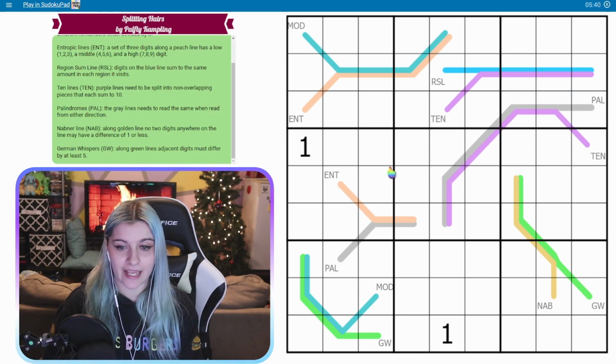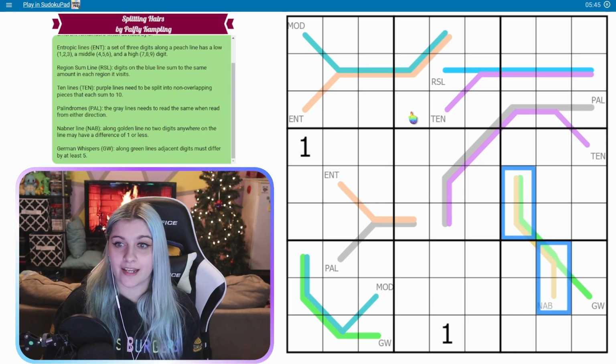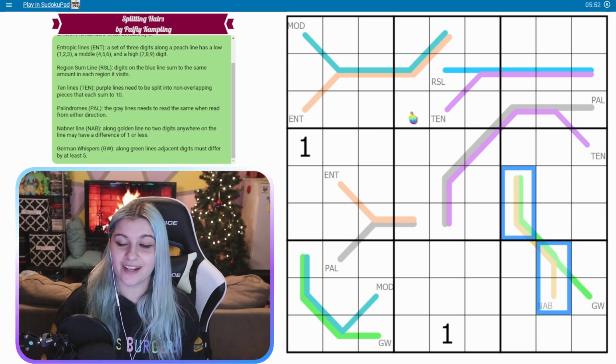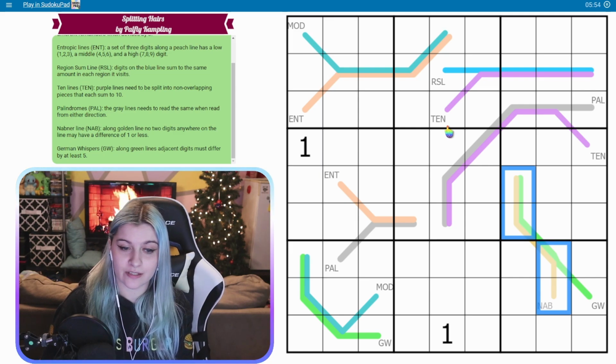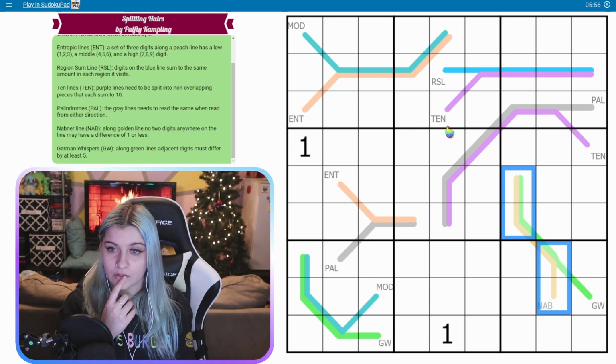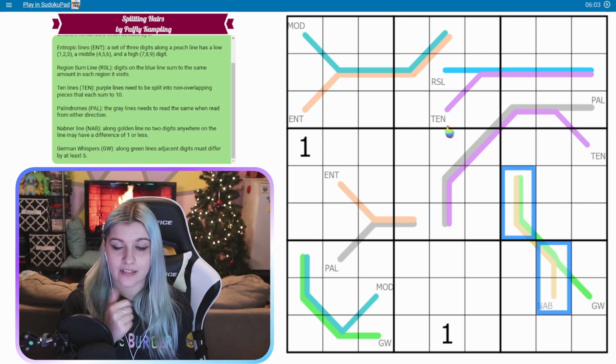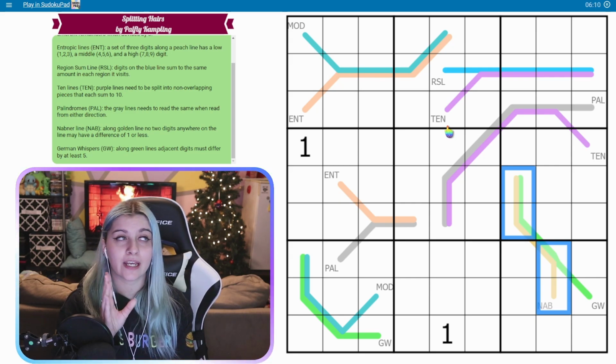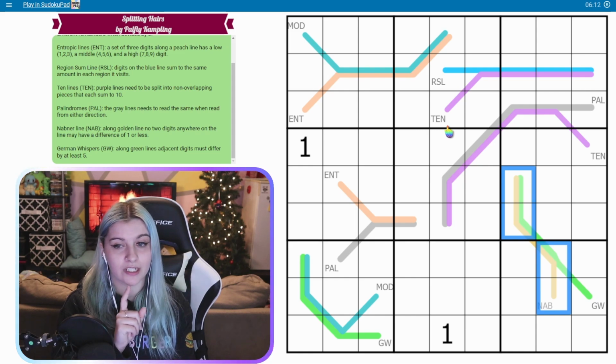Nabner line, N-A-B. That is this one. Nabner line. Along a golden line, no 2 digits anywhere on the line may have a difference of 1 or less. I don't know if I know what this is. I don't think I've done this one before. Along a golden line, no 2 digits anywhere on the line may have a difference of 1 or less. Okay, so we can't have any repeat digits, and we can't have any adjacent digits anywhere. We can't have any consecutive digits. I want to use the word consecutive here.